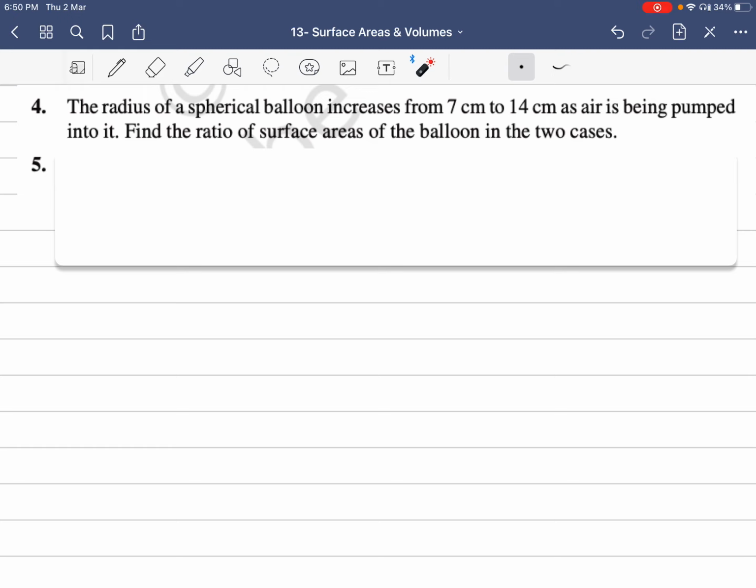Again, very simple and straightforward problem. First, we have to identify the three-dimensional solid figure that they are talking about. Here it's very clear they are talking about a spherical balloon, so they're talking about a sphere. First they had a sphere with radius as 7 centimeter. I'm going to write radius 1 is equal to 7 centimeter. And then from radius 1 they went to radius 2, R2, which became equal to 14 centimeter. As the air was being blown into the sphere, its size changed from 7 centimeter to 14 centimeter. Now we have to find the ratio of the surface areas of the balloon in the two cases.